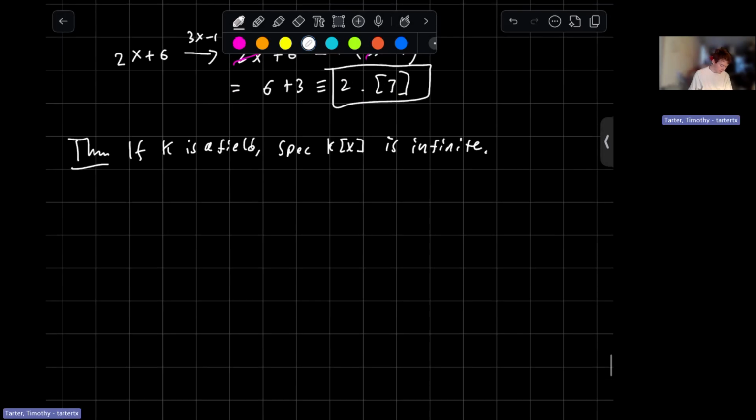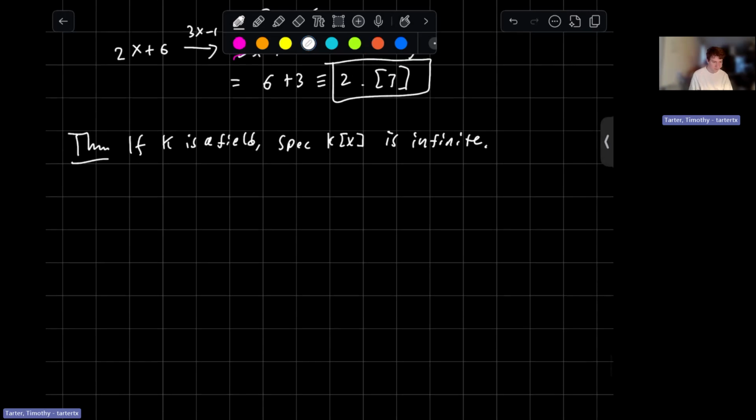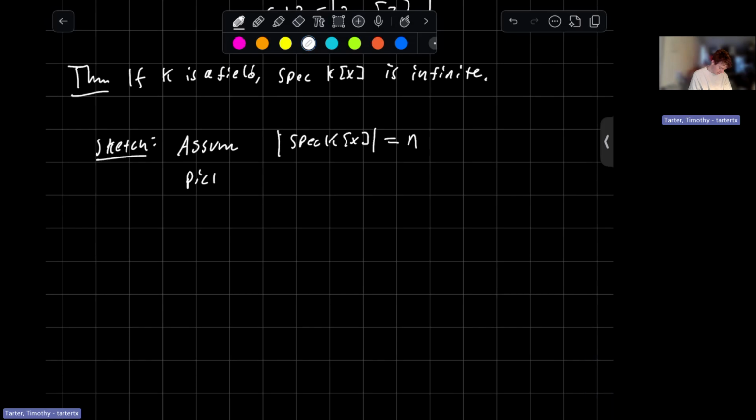This is where we assume that there's a finite one, and this follows Euclid's proof for the infinitude of primes of Z. But basically, as a sketch, assume Spec K over X equals N. Pick the largest two primes. Multiply them and add one.